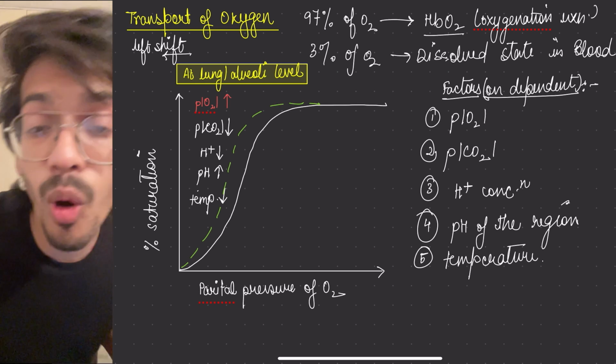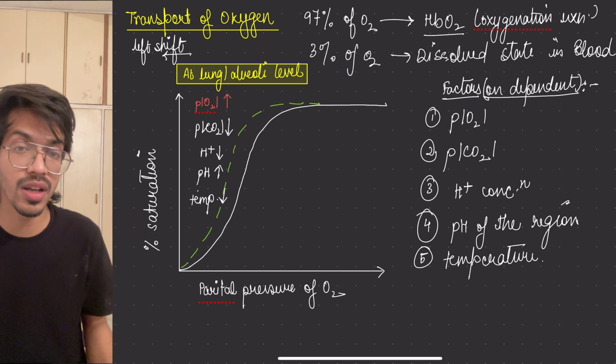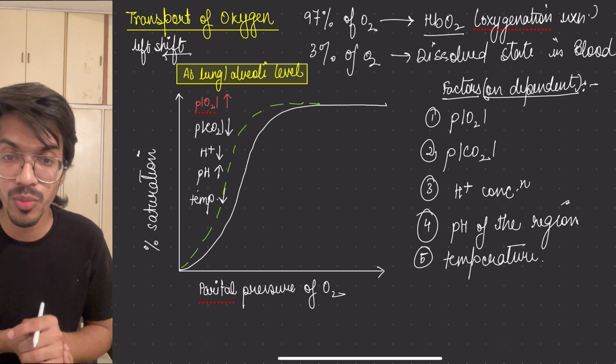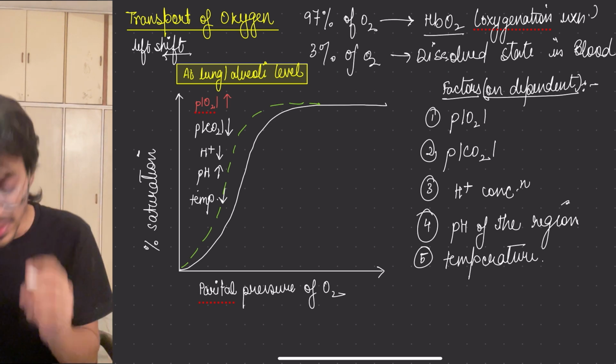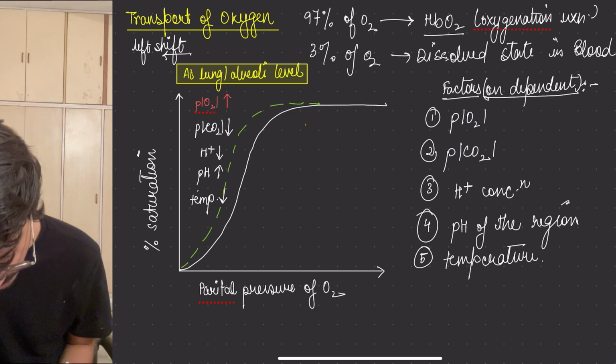So when the oxygen level would be high, or the pressure of oxygen would be high, then the left shift will occur. And vice versa happens when the carbon dioxide concentration is more or the oxygen concentration is low. So where is the oxygen concentration low? At the tissue level. So the next thing over here, we will write that at tissue level.